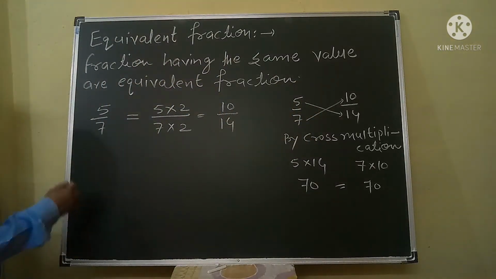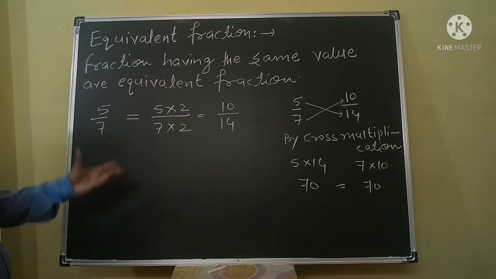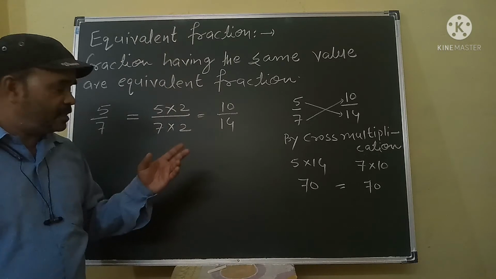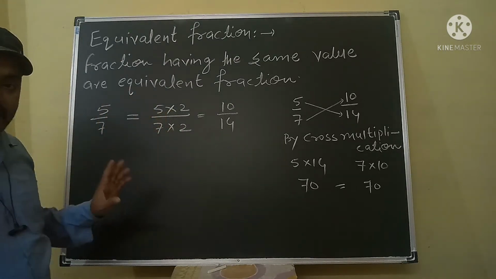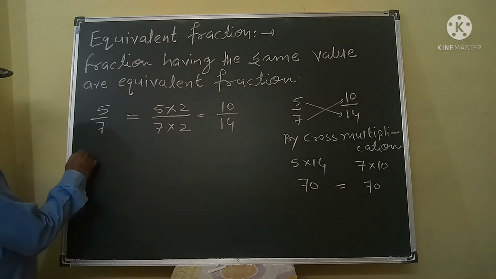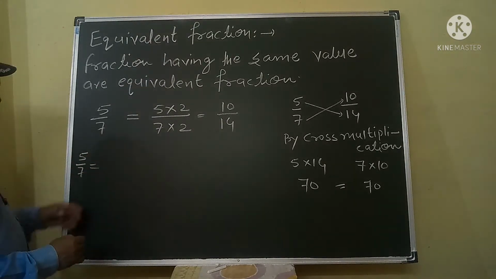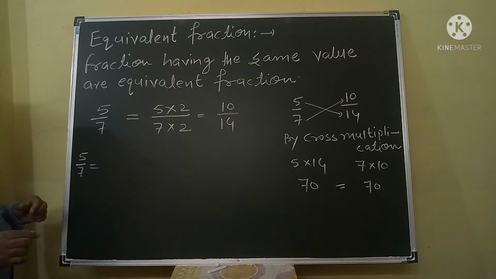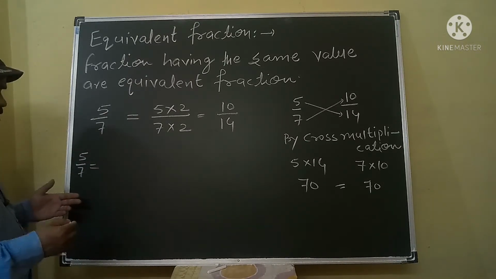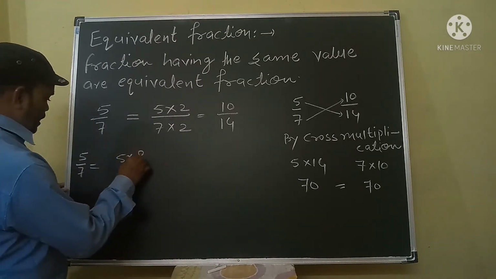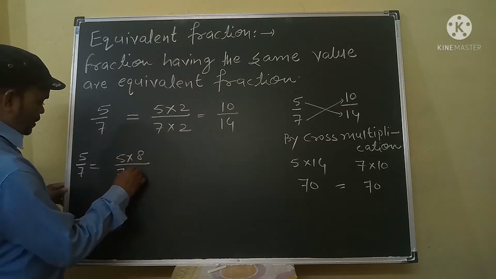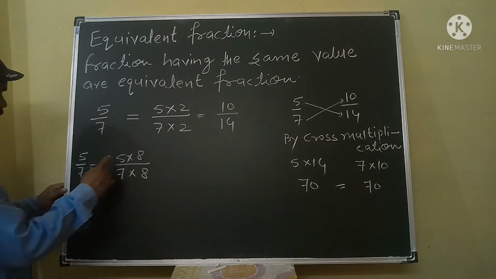Okay. Again, suppose this is 5 upon 7. You can take any other number. Suppose I am taking here 8. Okay. Now look here. This is 5 upon 7. I am taking here 8. You can take any one number. It is your right. 5 multiplied by 8 and 7 multiplied by 8.